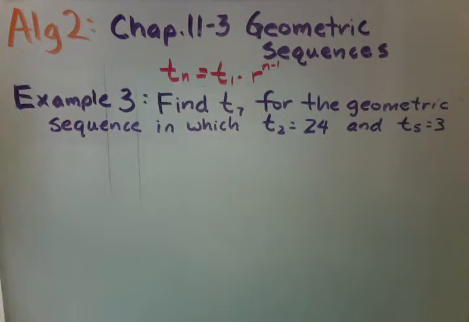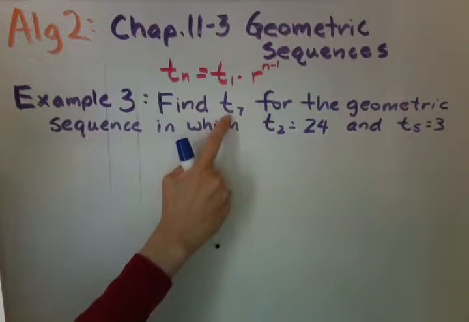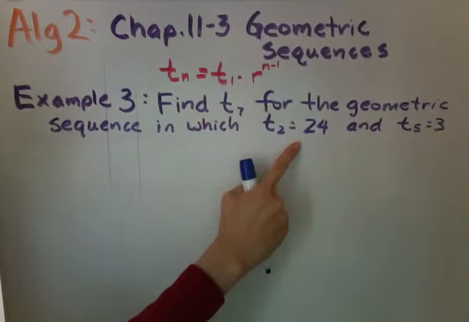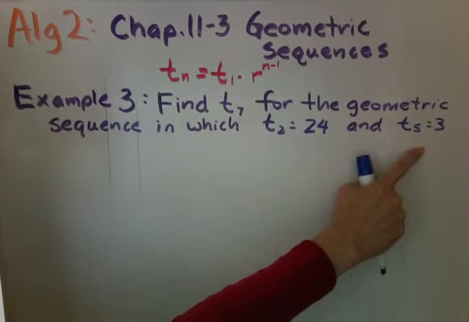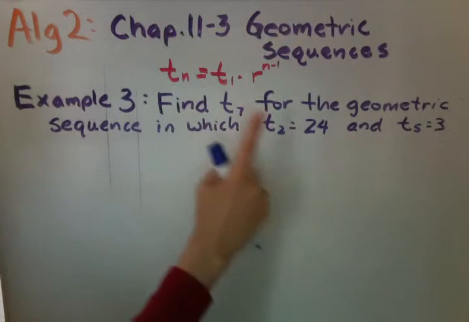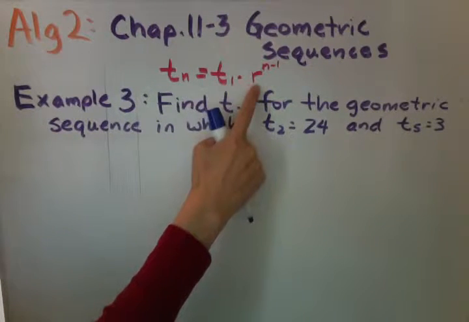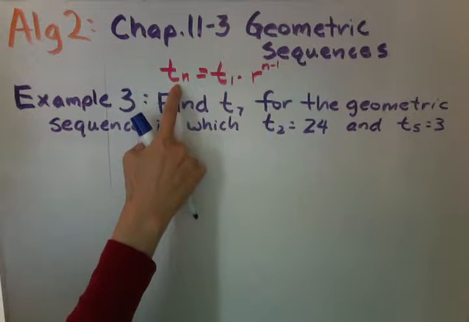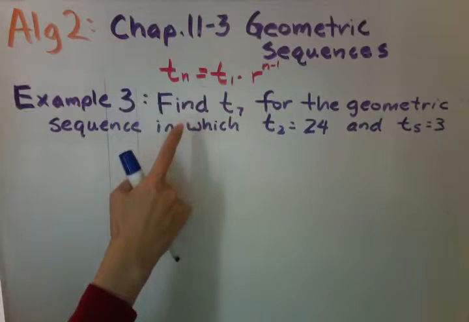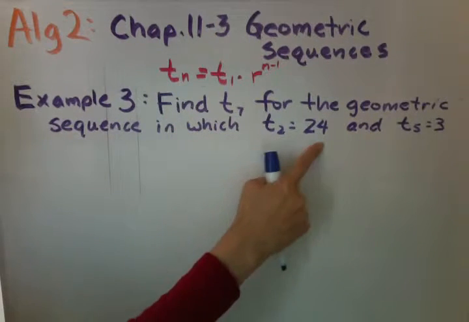All right, so we have example 3, which is a lot more difficult but very, very important to learn. We're asked to find the value of the 7th term, and we're only given the 2nd term and the 5th term. Earlier, if we had the 1st term or the common ratio, we could find the value of any term. So let's begin. We can only use what's given.